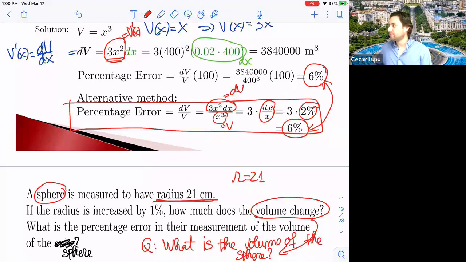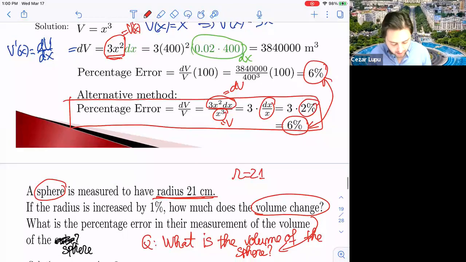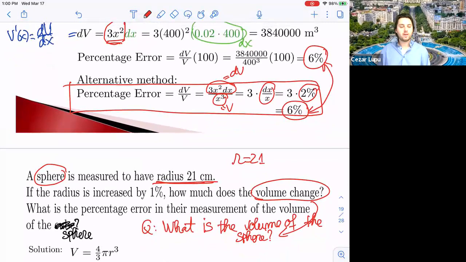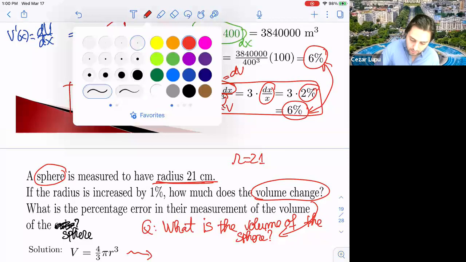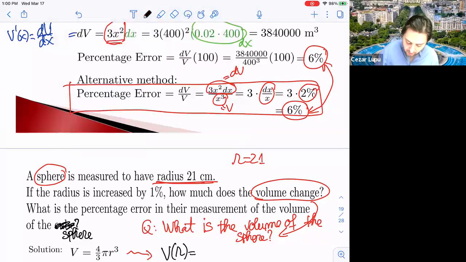Okay, so let's see. What should we do? First of all, we need to know what the volume of the sphere is. Remember, the volume is nothing else than just 4/3 pi r cubed. Let me write it again so that you guys can see it. It's a function of r. So V of r will be 4/3 pi r cubed. Now, the radius is varying, so it's increased. So we want to see how the volume will change.